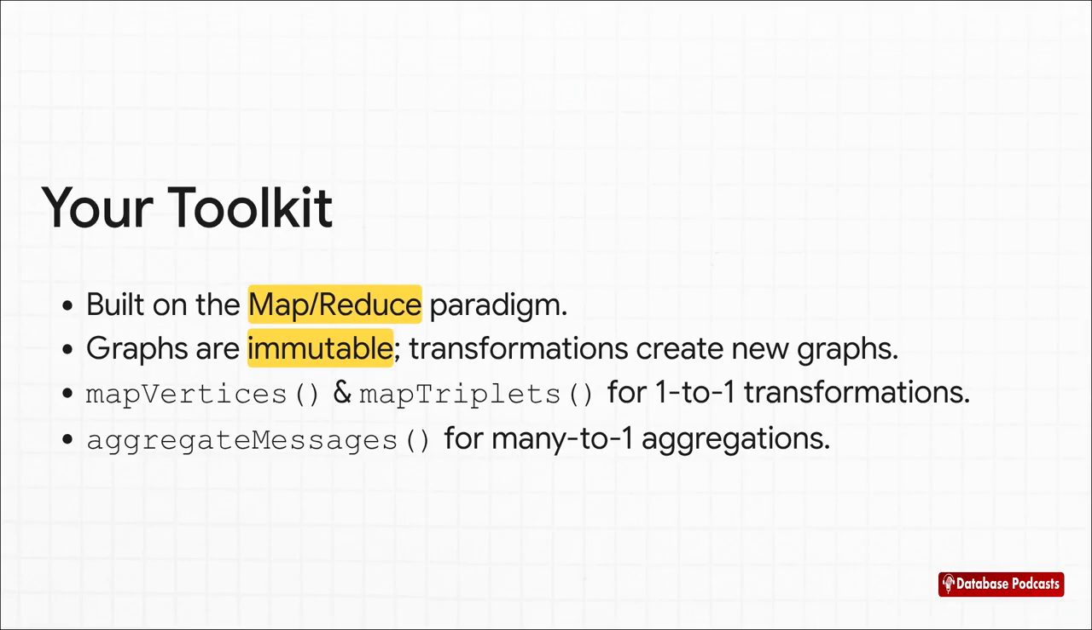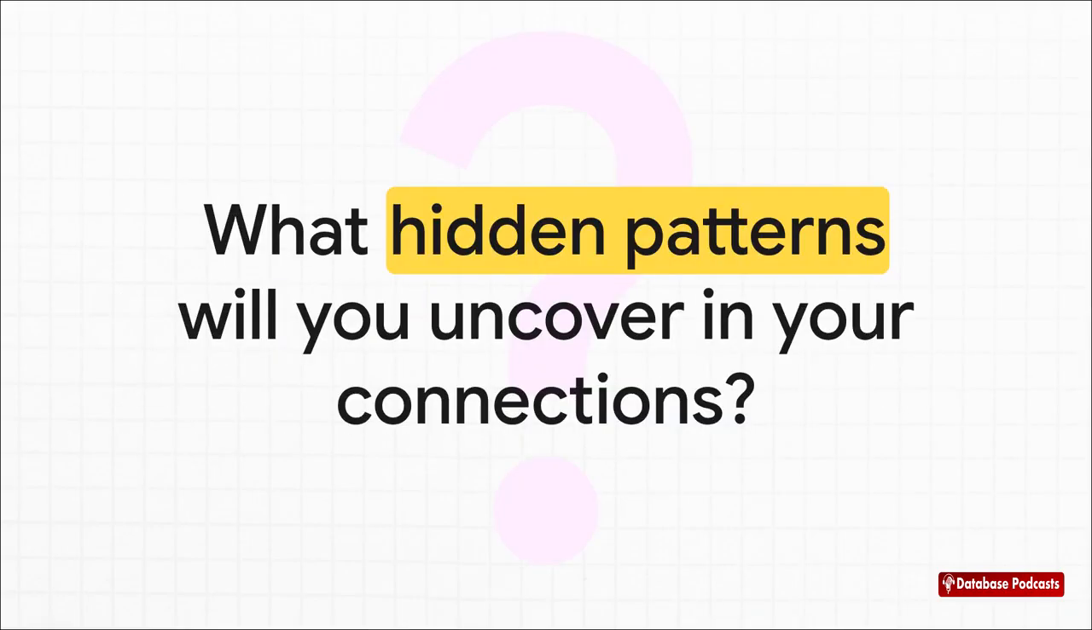Remember, graphs are immutable, which means every transformation creates a new graph. For those one-to-one changes, you'll use functions like mapVertices and mapTriplets. And for those big, many-to-one aggregations, your go-to tool is aggregateMessages. With these building blocks, you can go way beyond just simple queries. You can start to build complex algorithms, things like calculating influence in a network, finding hidden communities, and discovering all sorts of insights that are buried deep in your data's connections. So the real question is, what patterns are just sitting there, waiting for you to find them?